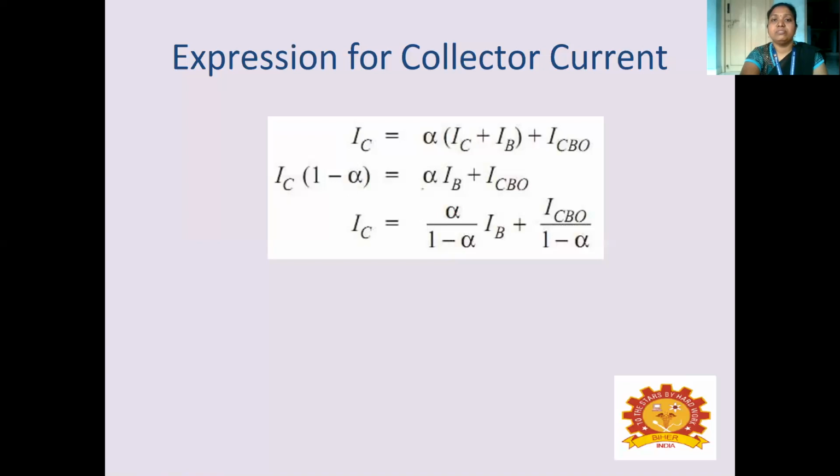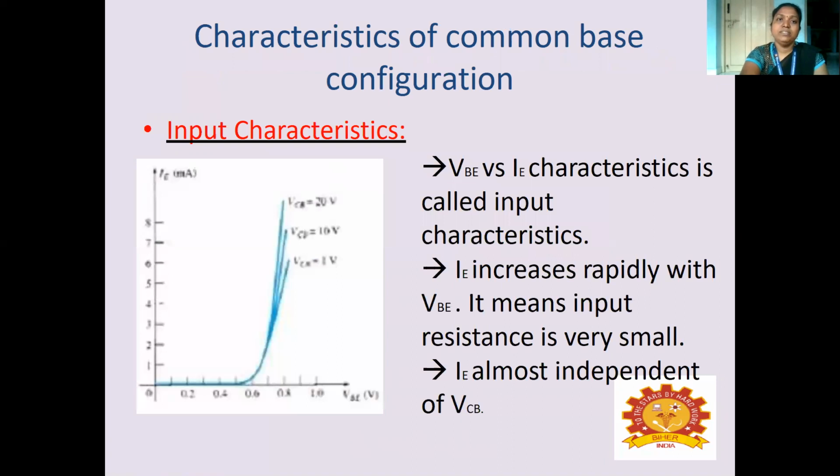IC into 1 minus alpha is equal to alpha into IB plus ICB0. And now from this I'm going to write the equation for IC. IC is equal to alpha by 1 minus alpha into IB plus ICB0 divided by 1 minus alpha. So this is the equation for the collector current. Next we will see the characteristics of the common base configuration.